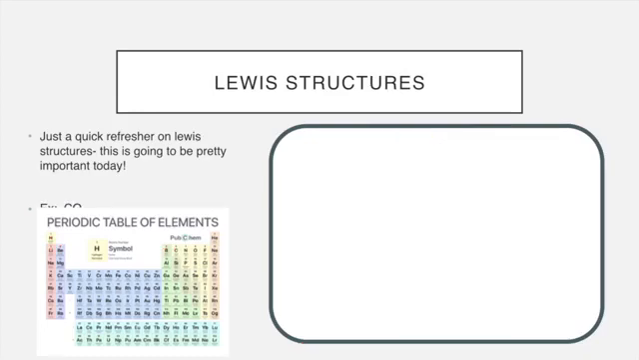This one we're going to do CO2, carbon dioxide. The first thing we have to do is add up the total number of electrons. Carbon is in this column, so it has 4 valence electrons. Oxygen is here, so it has 6. There are 2 of them, so 2 times 6 is 12. 12 plus 4 is 16. So we're going to have 16 valence electrons.